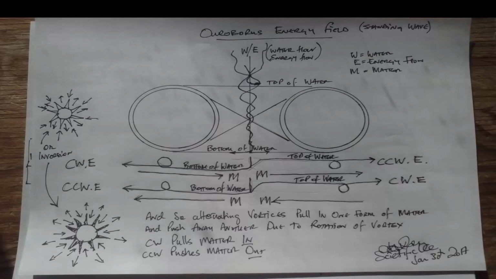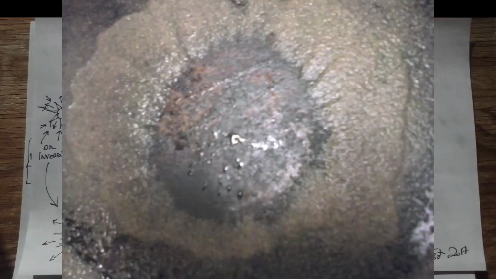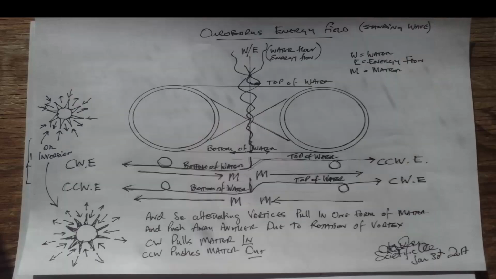Counterclockwise energy out on the bottom pushes matter out, and clockwise energy on the top of the water pulls matter in. So it's pushing and pulling at both the top and the bottom, which is why you get them two star pictures on the right hand side, which is the matter in or the matter out, or the inflection of it, which is again this picture that I poured water into sand to see what pattern on the edges it would give me, and so there is an in and an out vortex because it shows it. And so alternating vortices pull in one form of matter and push away another due to rotation of vortex. Clockwise pulls matter in, counterclockwise pushes matter out.